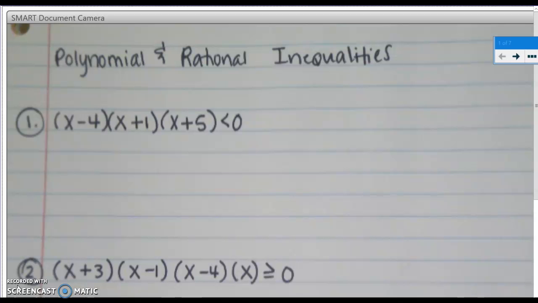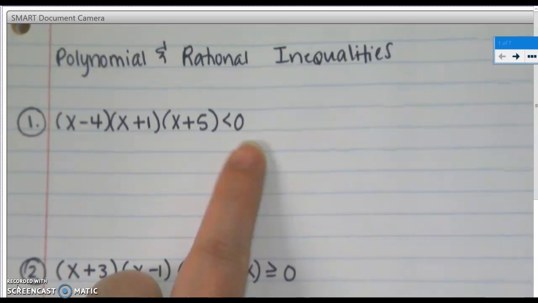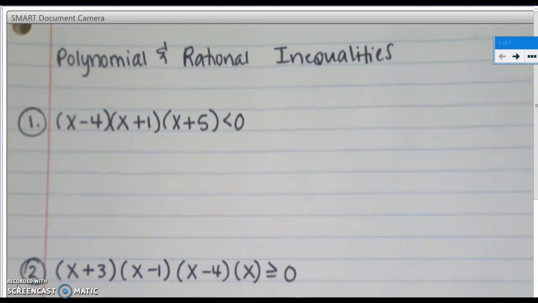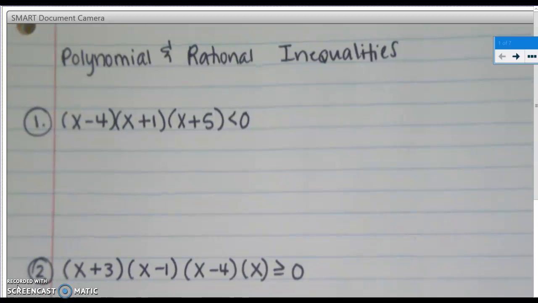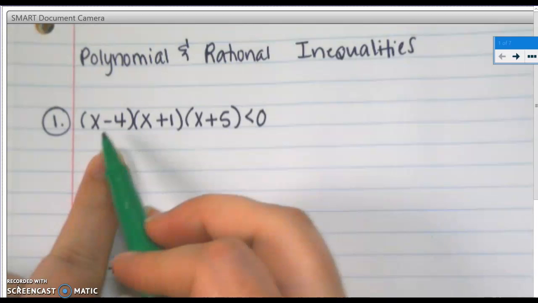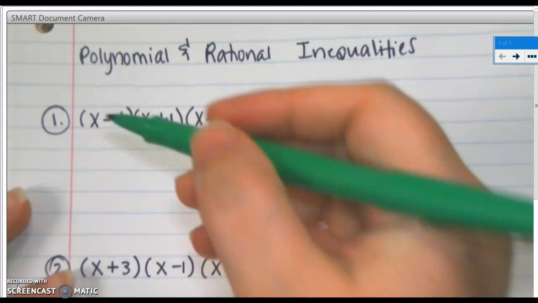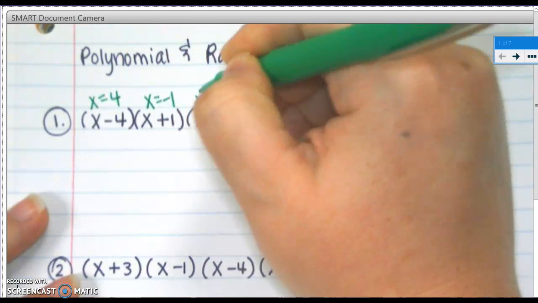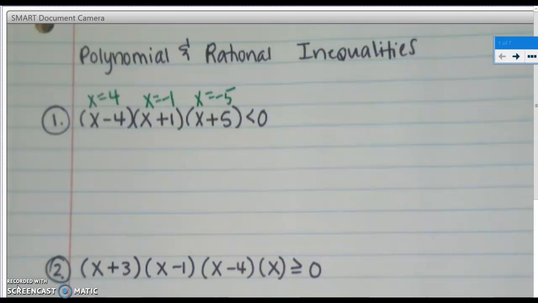Alright, so we are using a sign chart to solve polynomial and rational inequalities. So first of all, our inequality has to be in factored form, and it has to be set to 0 before we can begin. So this one is ready to go. The first thing that we need to do is find our critical values. Critical values make every factor 0. So for this factor, x equals 4, x equals -1, and x equals -5. Those are my critical values because they make the factor equal 0.